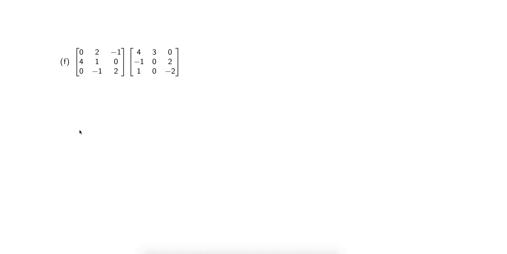So I'm not very good with my art abilities in 3 dimensions. But here we have a 3 by 3 and a 3 by 3. So our number of columns here is 3. Our number of rows in our second matrix is 3. We can multiply them together. Our result is going to have 3 rows and 3 columns. So we're going to get a 3 by 3 result.